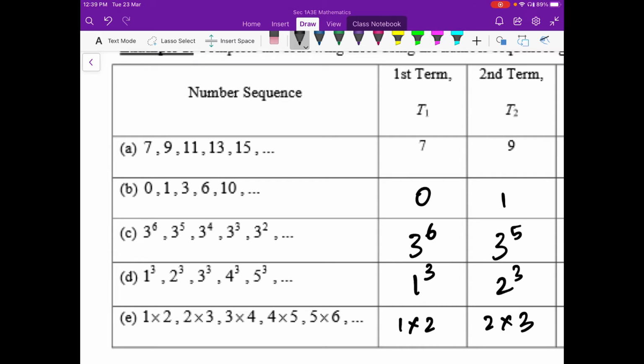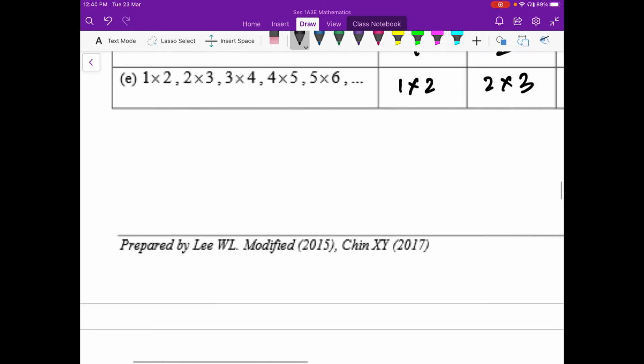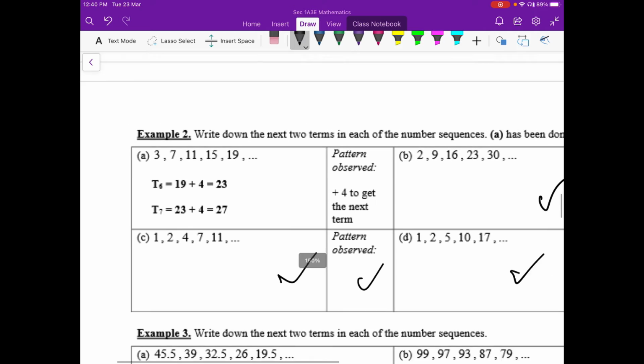Huh? 3 power negative 2 is 27? No, it's not 27. Three power negative 2 is not 9 as well. Use your calculator, find out what it is. Then you'll realize that it's not so weird after all. Okay? Next.